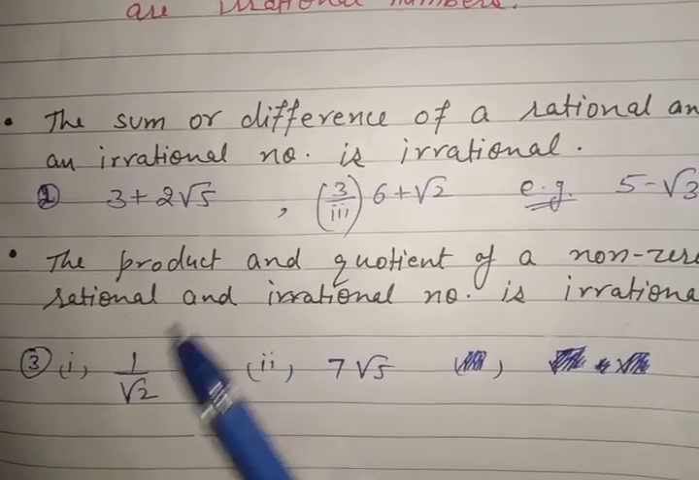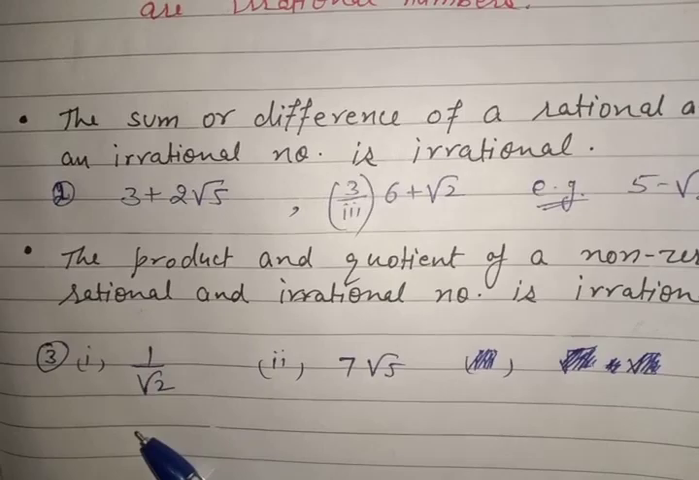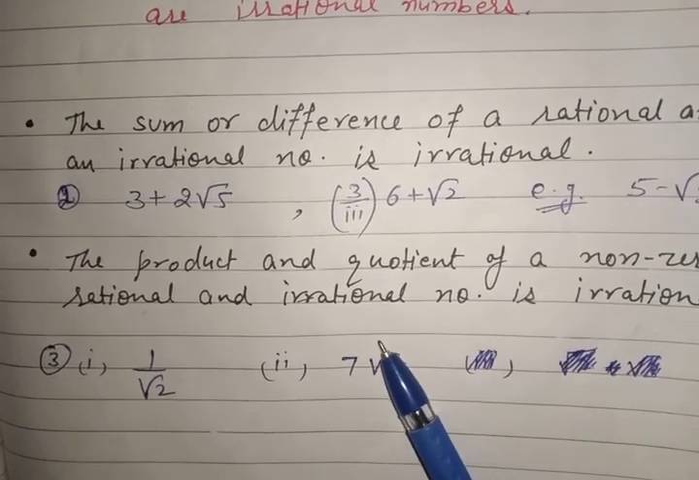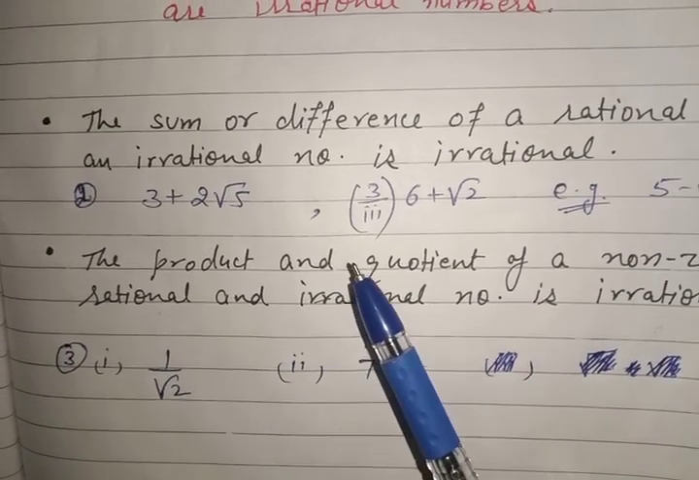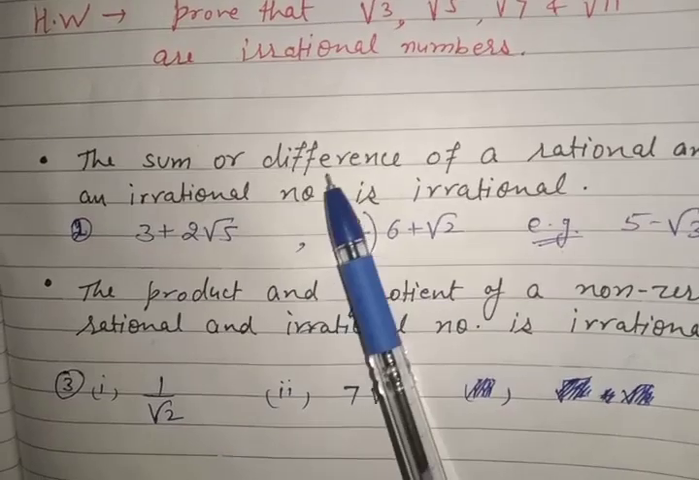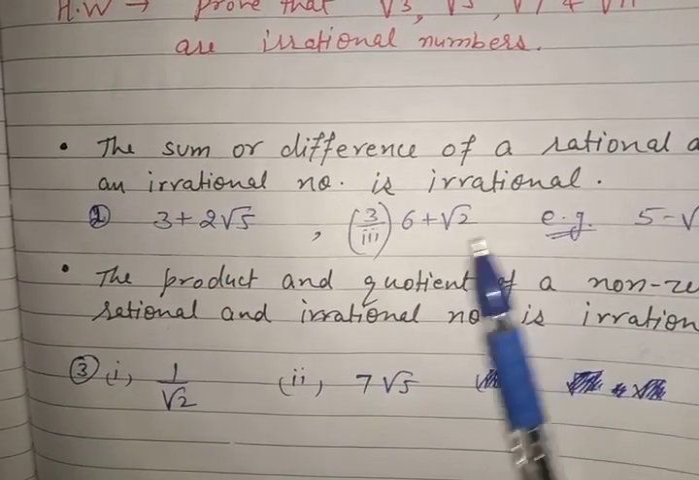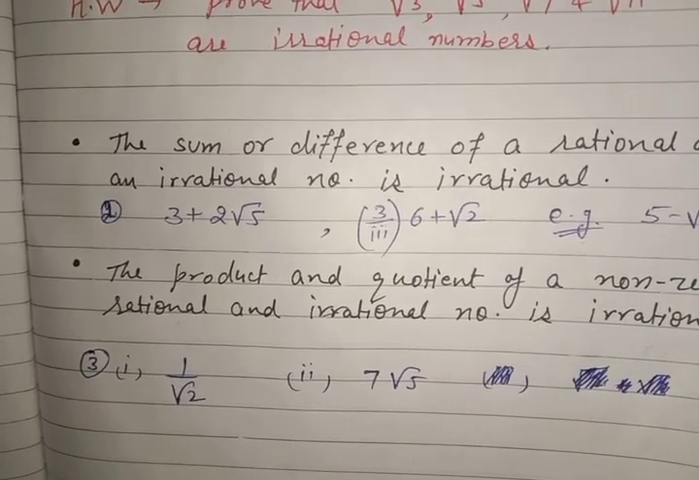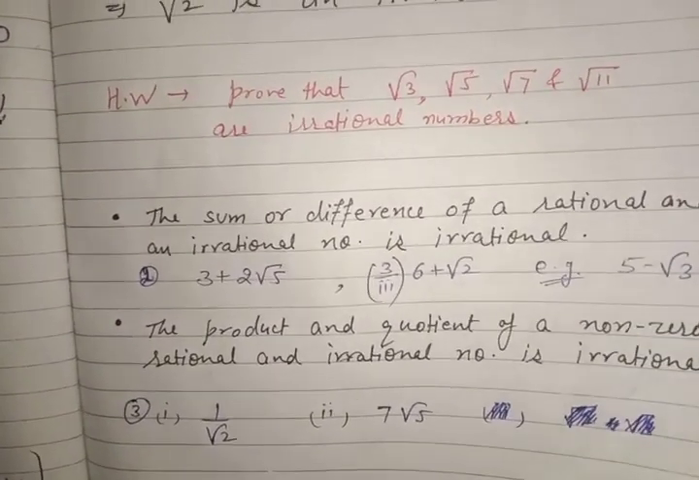Product and quotient. This is rational, this is irrational, so the whole is irrational. Teacher told you in the 9th that this happens, that if we add or subtract, this is irrational. Now we are going to prove this also in 10th. So one by one I will take all questions to prove that these are irrational numbers. All these questions are from the NCERT book of your 10th class.